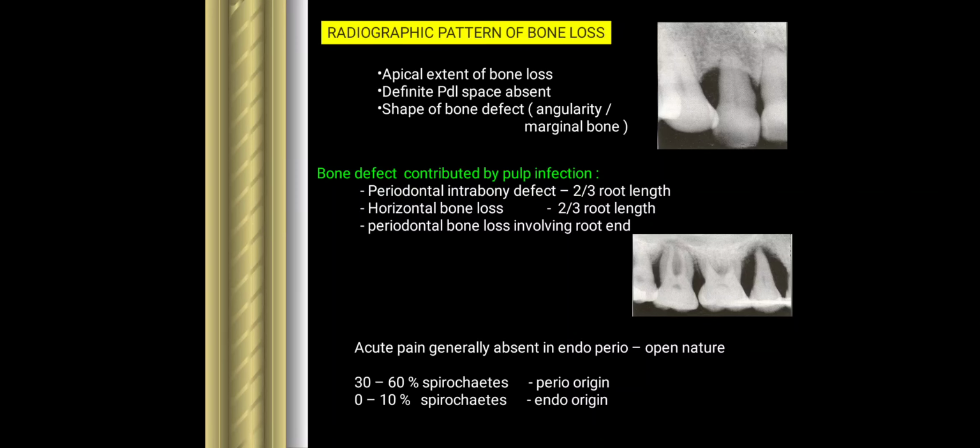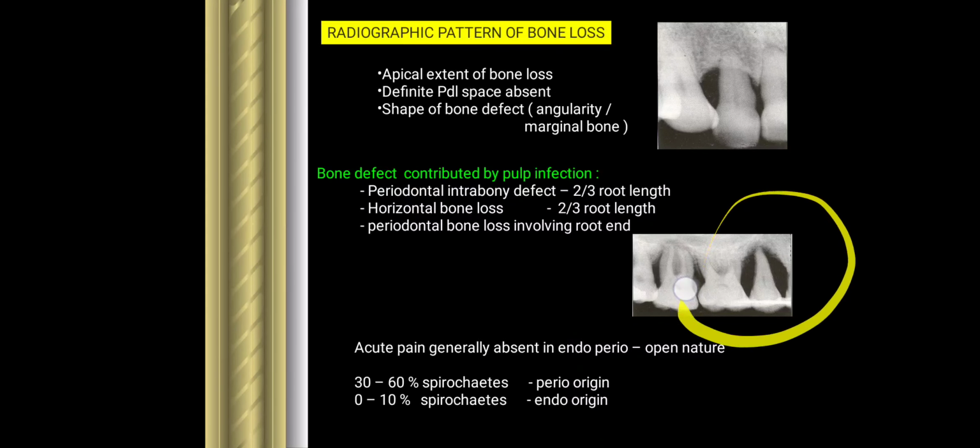Now coming to the radiographic features. The radiographic pattern of the bone loss will show apical extent of the bone loss, the definite PDL space will be absent, and the shape of the bone defect will be angular or marginal bone loss will be there. The bone defect is contributed by pulp infection. A periodontal infrabony defect will be 2/3 of the root length. Horizontal bone loss will be 2/3 of the root length, and periodontal bone loss involves the root end.